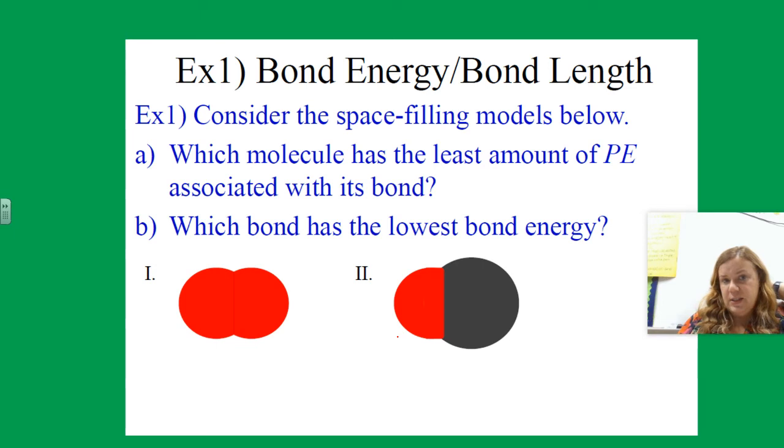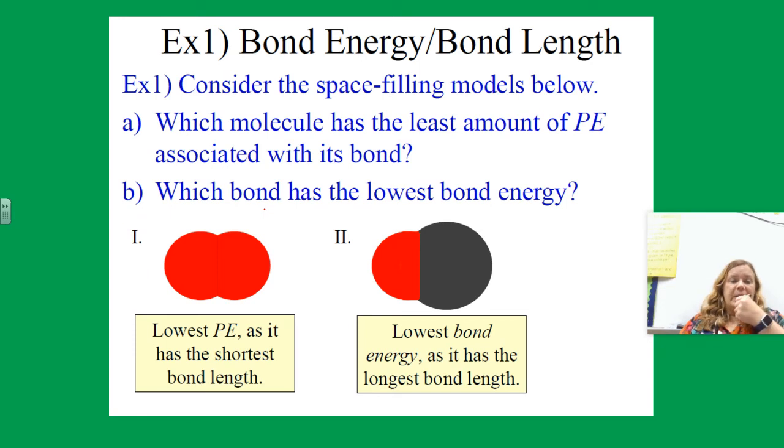So let's take a look at this one. Consider the space-filling models below. Which molecule has the least amount of potential energy associated with this bond? So we have to look at the sizes here, and we want to tell the difference between basically the internuclear distance. If we take a look at that, we're going to have our lowest potential energy at the shortest bond length. So we get a lower bond energy as it has the largest bond length.